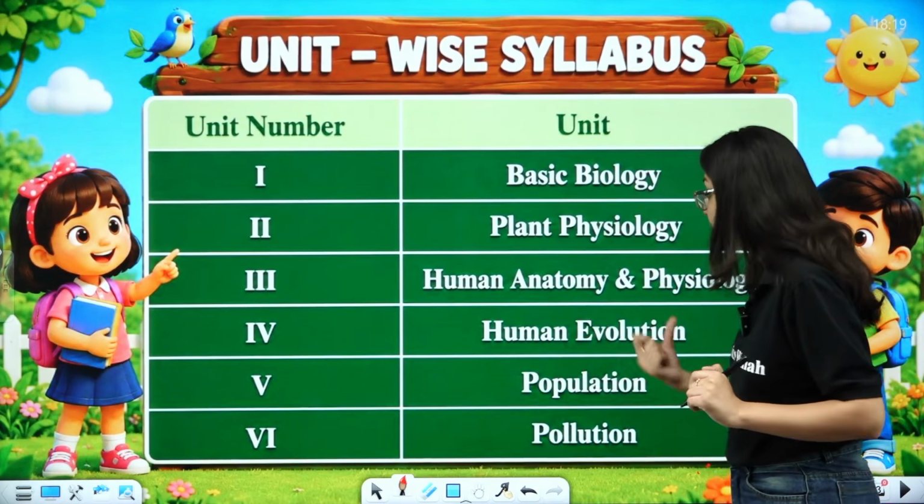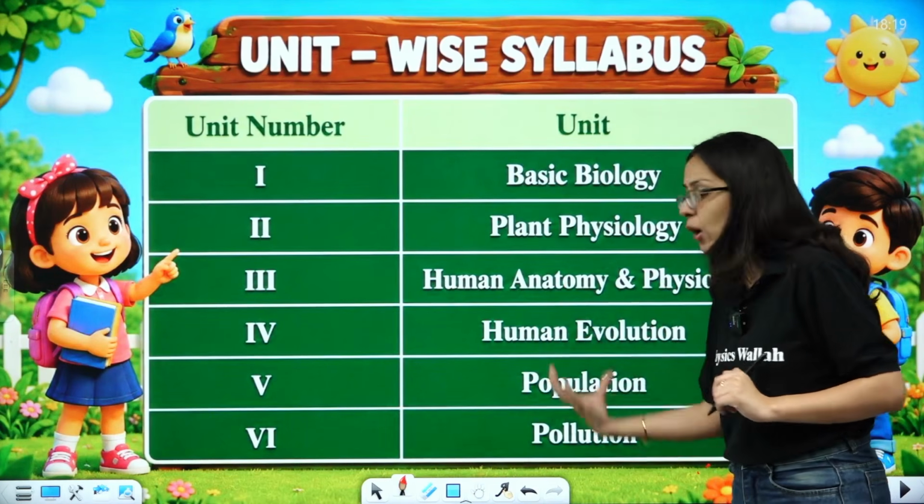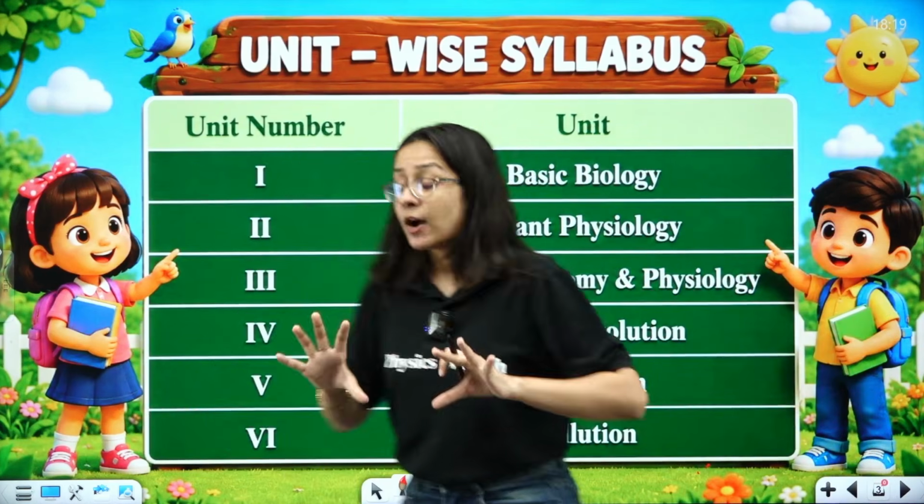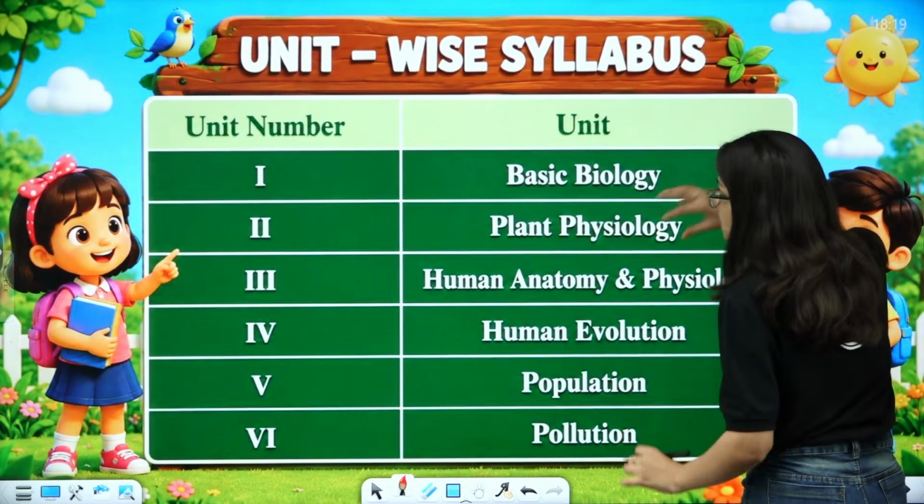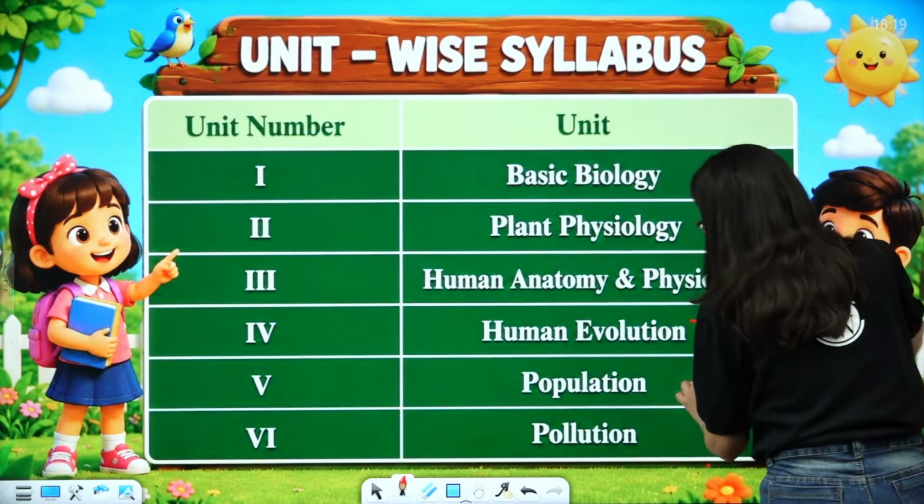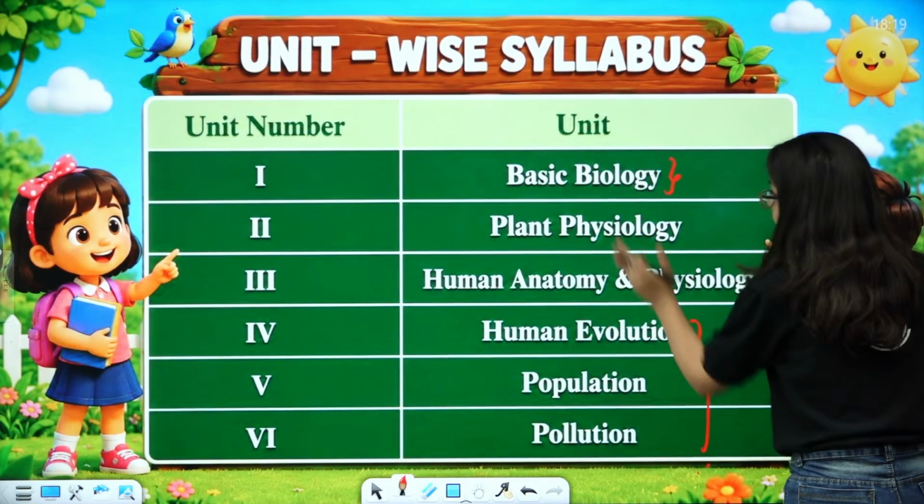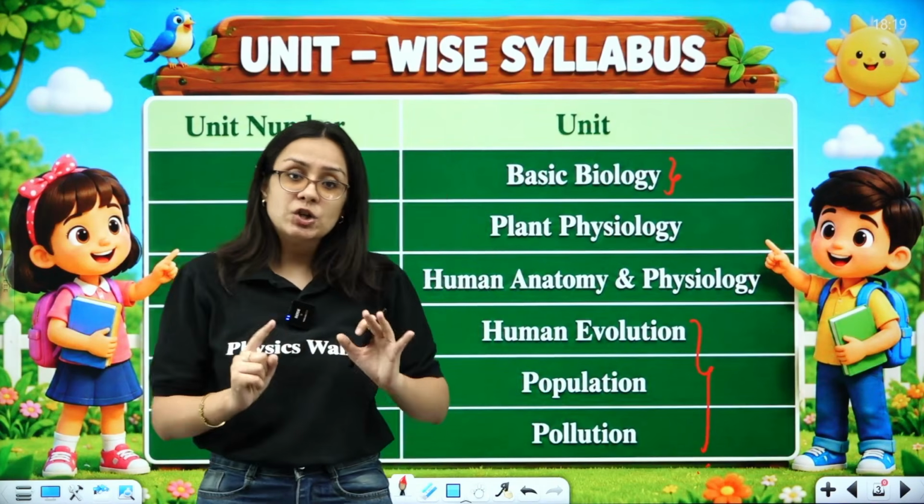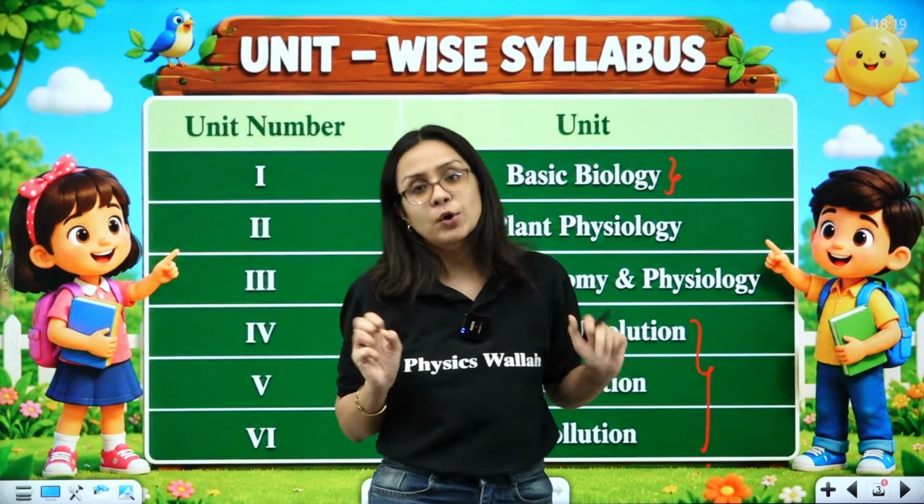Then you have human evolution, population and pollution. All of these are again very easy units. They have one chapter each. So whatever marks that you could possibly lose because of any reason in the harder units, you can compensate by securing them in the above units that are being mentioned, which are relatively easier. So make sure that you emphasize equally on all of these units.